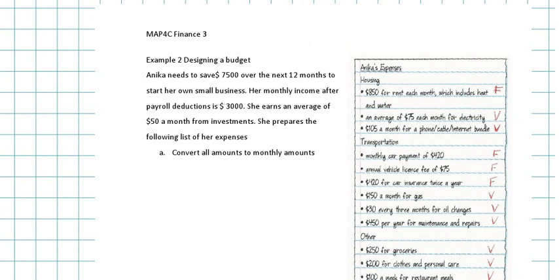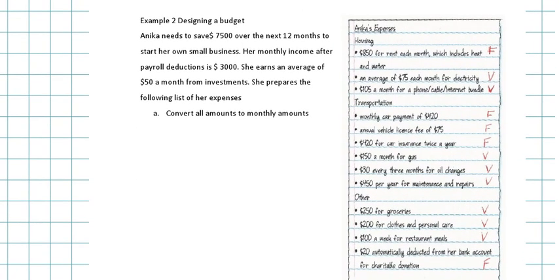So Anika needs to save $7,500 over the next 12 months, so over the next year, to start her own small business. Her monthly income after payroll deduction is $3,000, so she takes home $3,000 per month. She earns an average of $50 a month from investment, so on top of the $3,000, she earns $50. She prepares the following list of her expenses. As you can see, the housing, the transportation, and whatever. Now what they want you to do first, and you always have to do that, is convert anything that's not monthly into monthly, because we're designing a monthly budget.